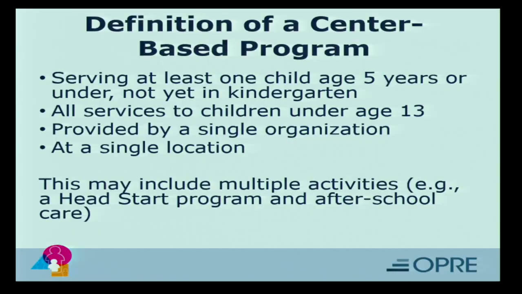And then the definition that we actually implement within the interview is that they're serving at least one child, age 5 or under, not yet in kindergarten. But then they should report all of their early care and education services to children under age 13. So if you have a preschool and you also have a school-age program, then you should report your school-age after-school program while you're talking about your preschool. When, for example, we asked about staffing or enrollment or revenue sources.